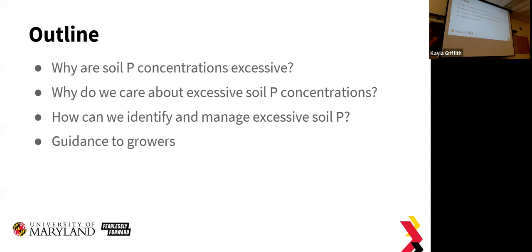So, a quick outline of what we're going to cover today. We're going to talk about excessive soil P concentrations. Why do we care about excessive soil P concentrations? How are we identifying and managing not only excessive soil P, but the risk of loss associated with that? And then our last couple slides are going to be my guidance to growers, but a lot of this is going to be spit out automatically when you're generating that plan using the PMT tool. I'm just rehashing it and trying to leave you with talking points.